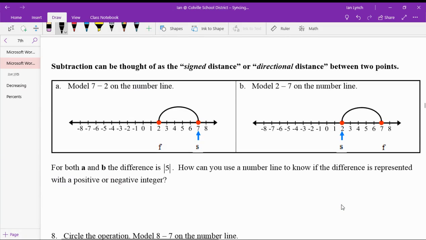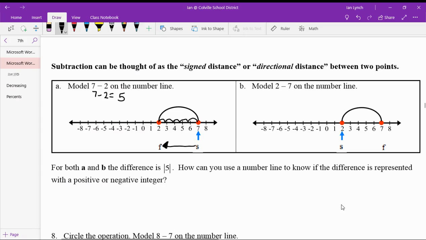So subtraction can be thought of as the signed difference or directional difference between 2 points. Now, I'm not a huge fan of saying directional distance because the way we're looking at it can be different. So if we were to look at A here, 7 minus 2, we know 7 minus 2 is +5, right? We can see 1, 2, 3, 4, 5. We can see that we're moving 5 places. But the confusing thing is that our start is here at 7 and we're moving to the left. Usually when we move to the left, it's negative.